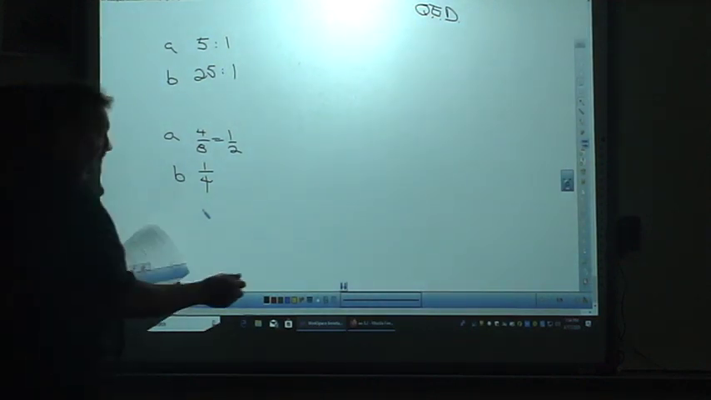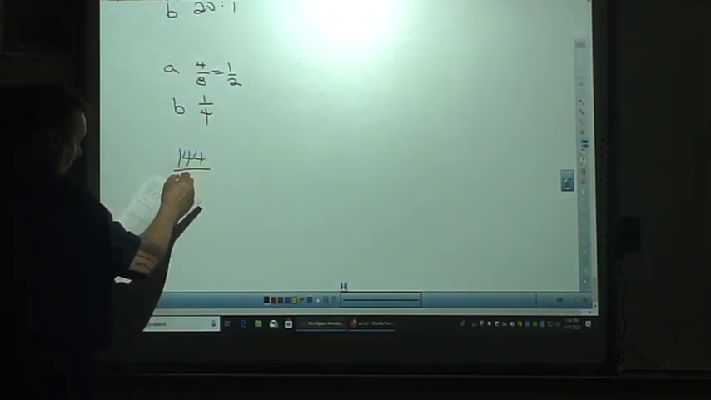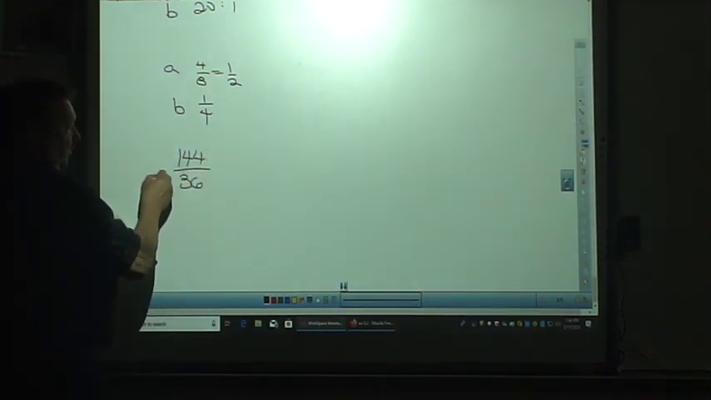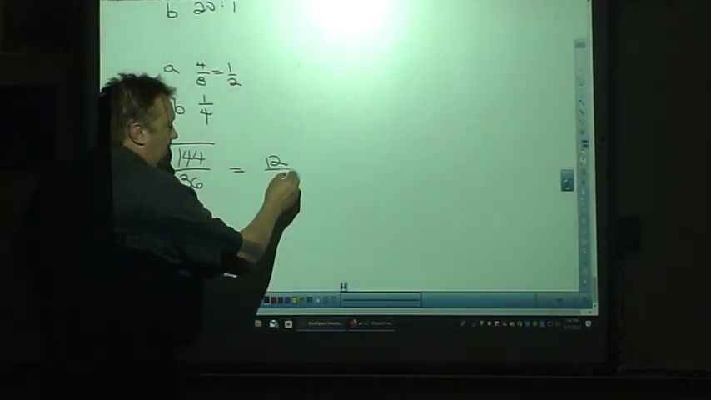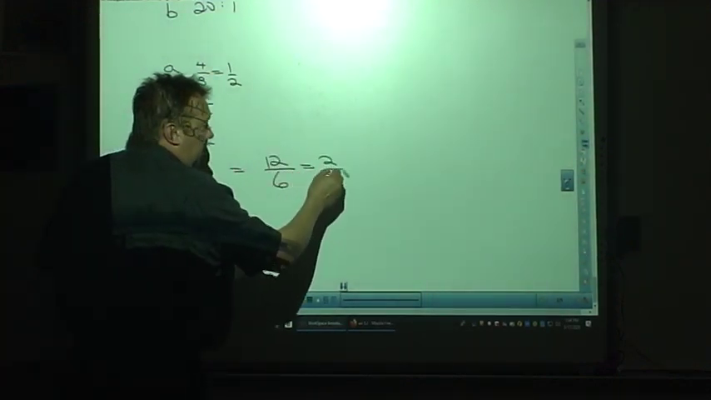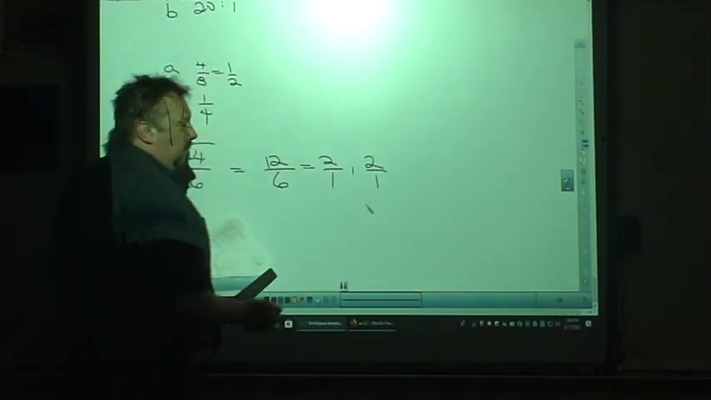For 31, you have a ratio of the areas is 144 over 36. So that means you take the square root of it. You get 12 over 6, which is 2 over 1. And that is both for the perimeter and the ratio of the sides.